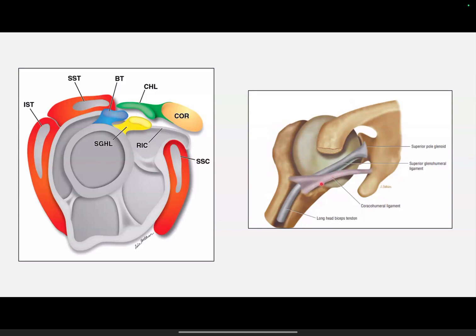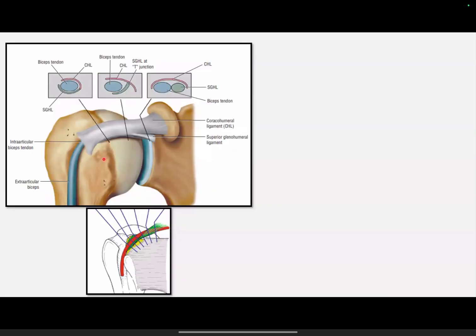This coracohumeral ligament forms a roof for the biceps tendon. In this image we'll see one by one: this is the coracohumeral ligament, and this is the superior glenohumeral ligament. Whenever the biceps tendon comes out from the bicipital groove, it takes around a 40 to 50 degree turn. That's why there is so much pressure at the level of the biceps pulley. To provide stability at the biceps pulley, there are the coracohumeral ligament, SGHL, and two fibers of the transverse humeral ligament from the subscapularis tendon. They provide stability in the form of the biceps pulley.